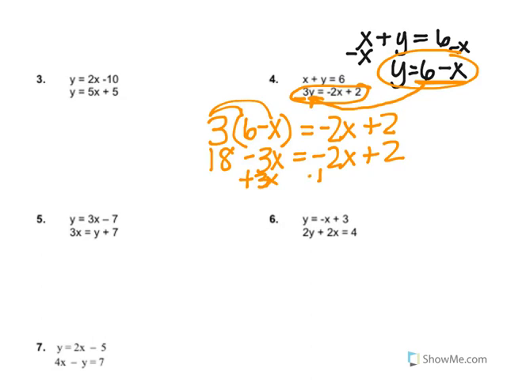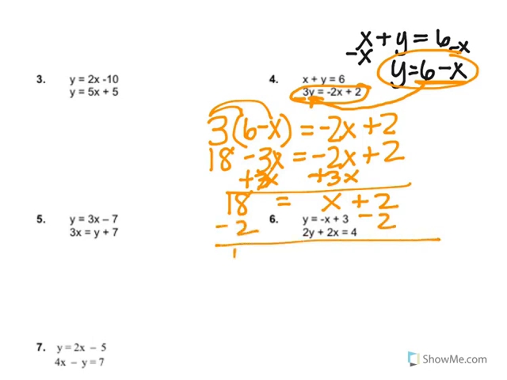Boom, boom, boom, boom, like that. These cancel out, so we have 18 equals x plus 2. Subtract 2 from both sides, and you get 16 is equal to x. So there's one of our answers. 16 equals x.